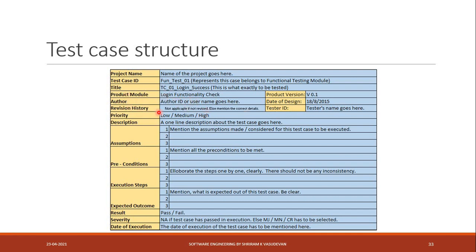The revision. If you are writing the test case for the second time by correcting it, you need to mention it as revision detail. The tester ID: who is testing it? Priority: low, medium, high. Which is the priority of the test case? Description: you need to say what all the assumptions are, what all the preconditions are, what all the execution steps are, and the expected outcome. What are all the expected outcomes? Result: pass or fail. Severity: if it is fail, I need to say whether it has a minor, major, or critical error. Date of execution: when did you execute this? This much detailed analysis has to be presented in the test case.